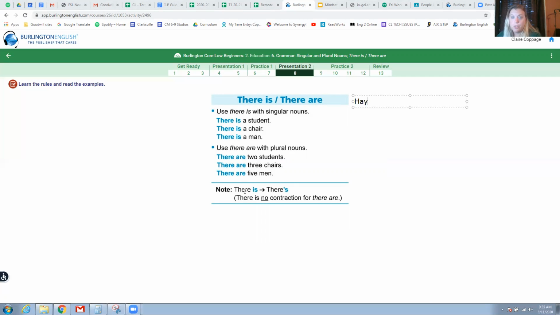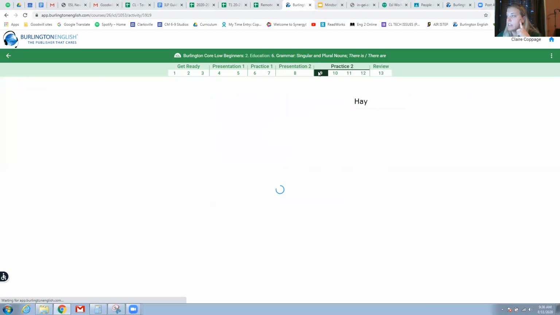Now, you know, we have long forms and short forms too. English goes very fast. So there is a contraction for there is. We can make it shorter and say there's. So we could say there's a student. There's a chair. There's a man. But there's no contraction for there are. That one is the way it is. Okay. So there is a singular, there are is plural. So let's practice this a little bit.